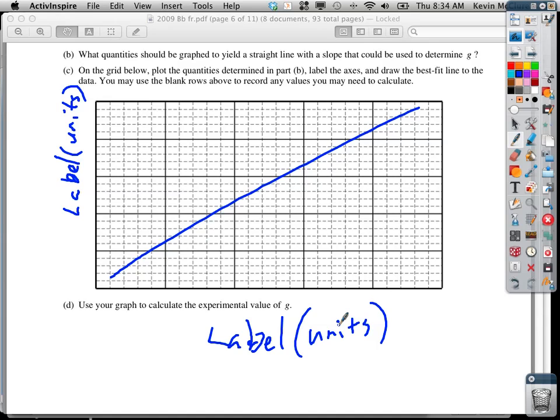So make sure it's big. Make sure that you label. Also, make sure that if your dots are like this and they don't make a straight line, your line is best fit. Anytime you're looking for a specific slope, you have to use a best fit line. So you put your dots, which are from the data. This is a best fit line. So label, use the whole space, make a best fit line.